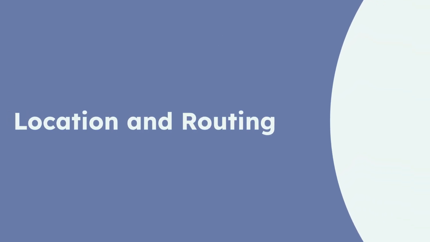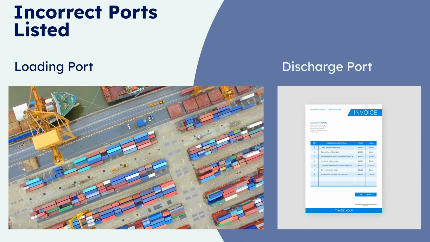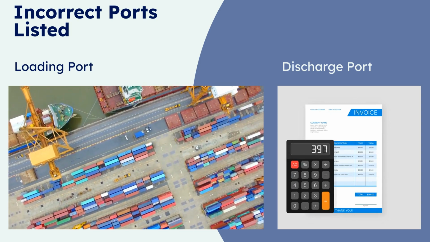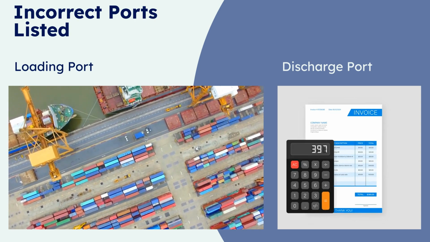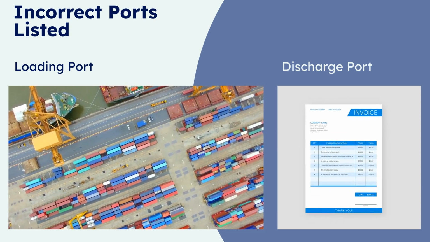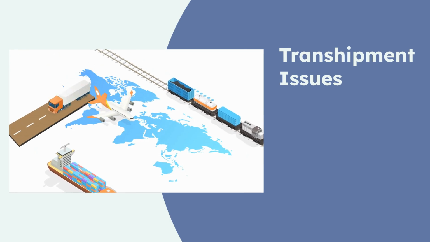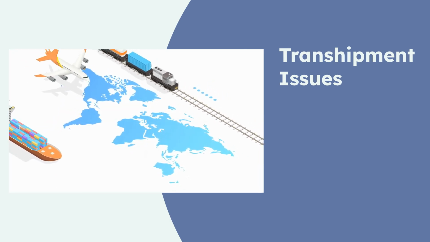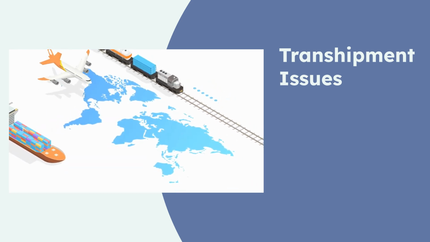Moving on from timing, let's look at location-based discrepancies, which involve mismatches in the movement of goods. One common error is listing the wrong port. The ports of loading or discharge shown on the document must exactly match what the documentary credit specifies. If the LC says port A and your document says port B, that is a discrepancy. Transshipment is when goods are moved from one vessel to another during transit. If the documentary credit strictly prohibits transshipment, but your transport document shows it occurred, this results in a discrepancy.